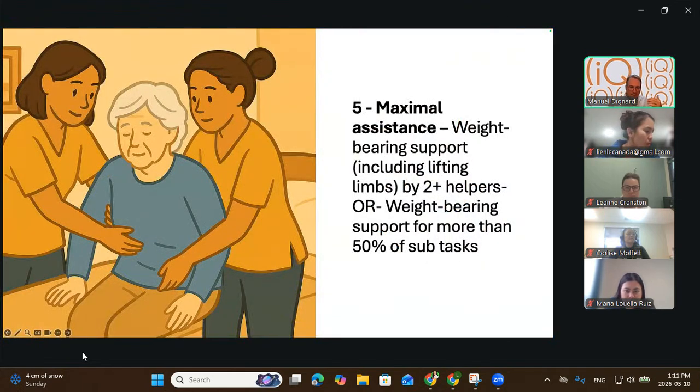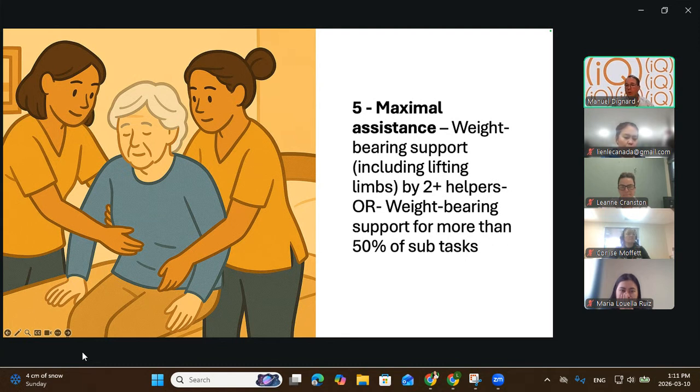Now, when we move on to 5, to maximal assistance, so the resident participates less than half the time, but still contributes in some way. So this is significant help, right? Often involving lifting, guiding, and continuous support. And we see here, in the assessment description, weight bearing, including lifting limbs by 2 plus helpers. Okay. So if you're not lifting more than 50%, but you are 2 helpers, then you're maximal assistance.